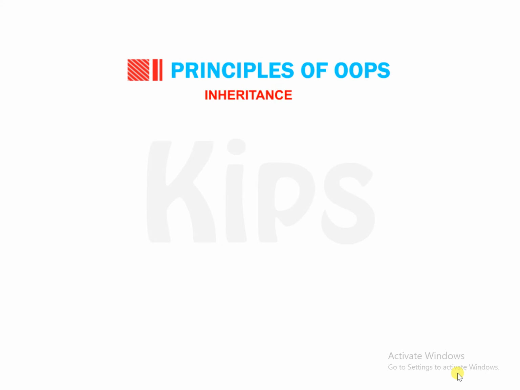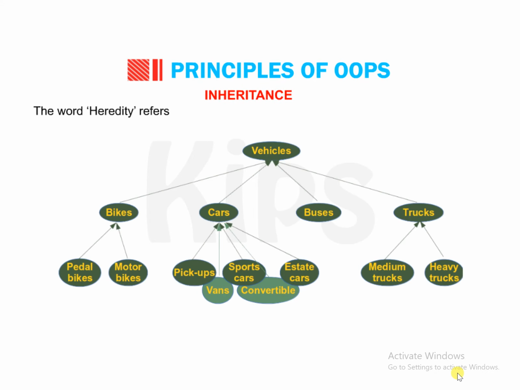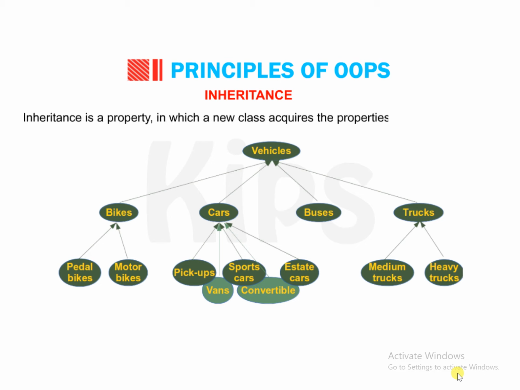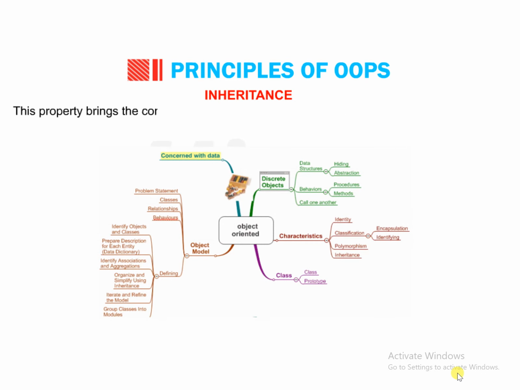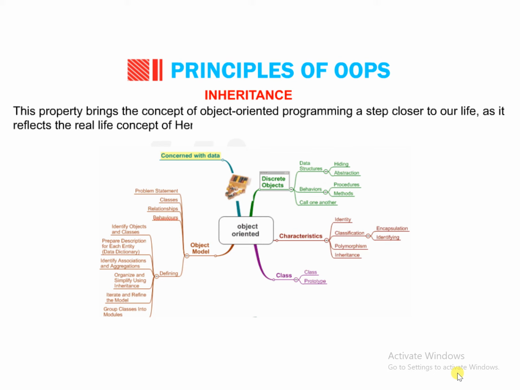About inheritance. The word heredity refers to the process of inheriting certain characteristics from your parents or ancestors. Inheritance is a property in which a new class acquires the properties of an existing class. This property brings the concept of object-oriented programming a step closer to our life, as it reflects the real-life concept of heredity in programming, where characteristics are transferred from the parents to their children.